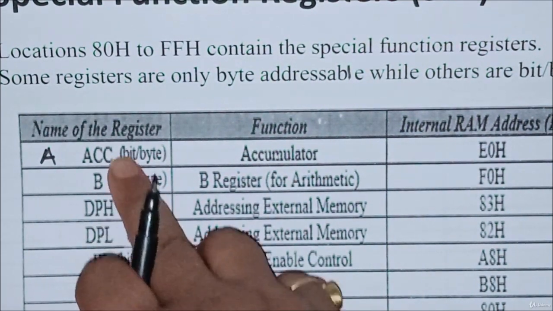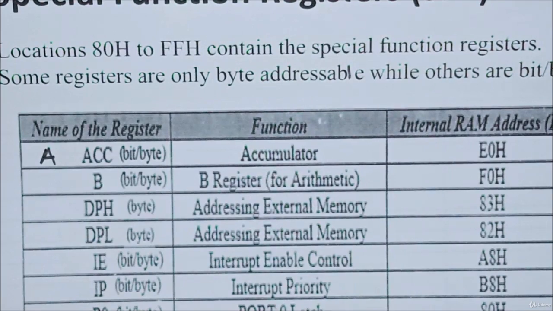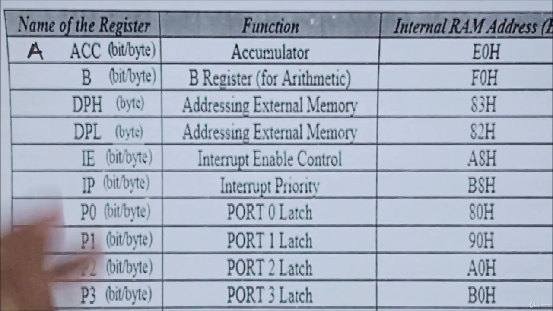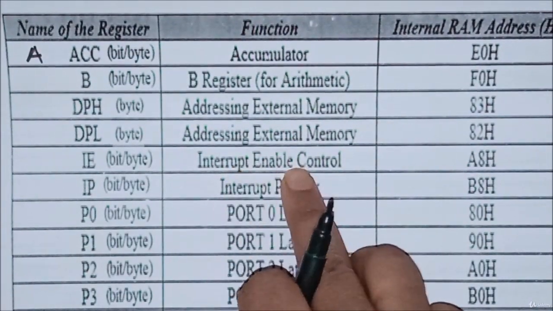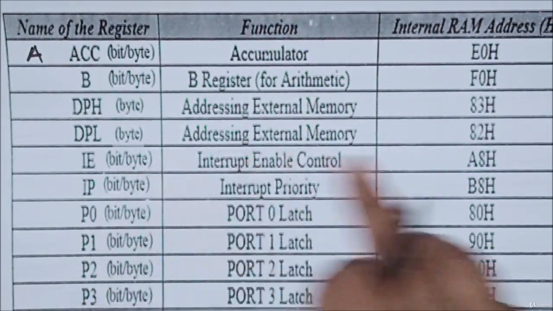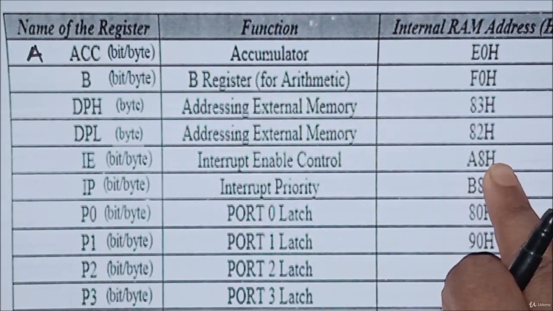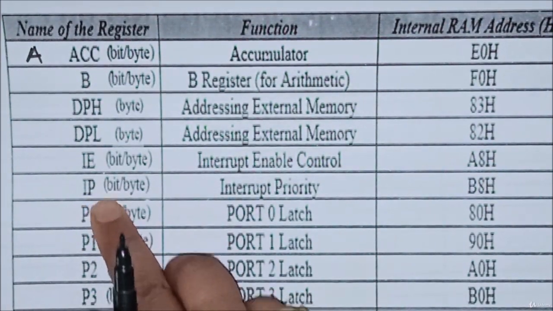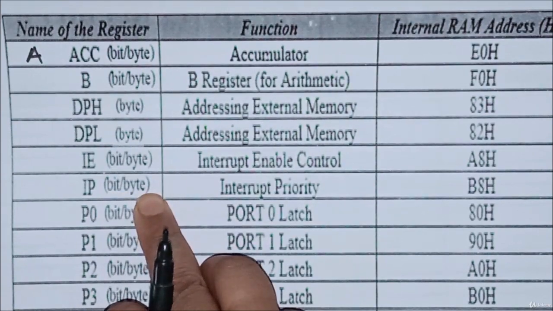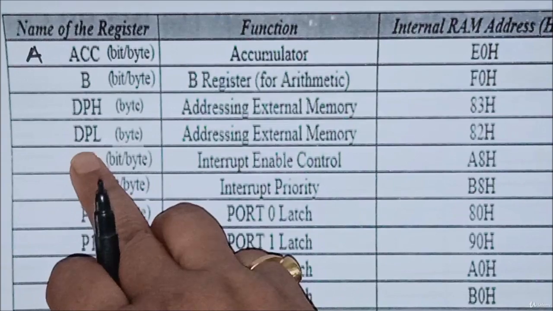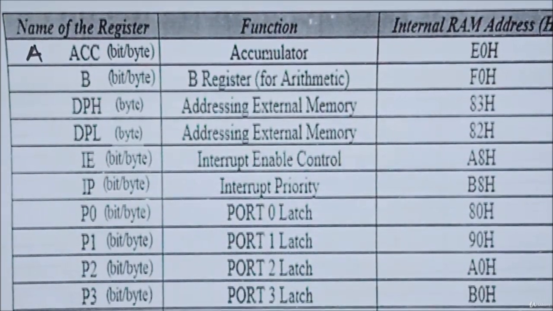So here also we can use the names of these registers, or we can use the addresses of these registers in assembly language instructions. The next is register IE, which is the interrupt enable control register. It is bit as well as byte addressable and its address is A8H. The next is IP, that is the interrupt priority register. It is also bit and byte addressable and its address is B8H. These two registers are used for interrupts of 8051.